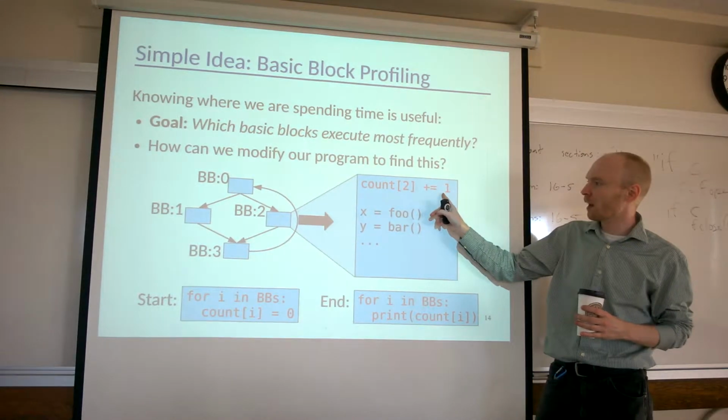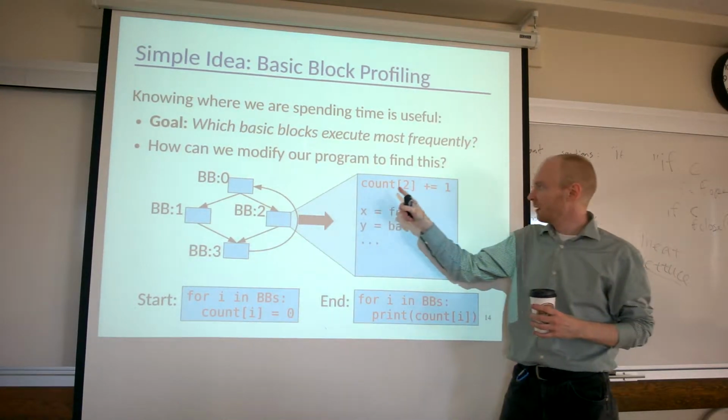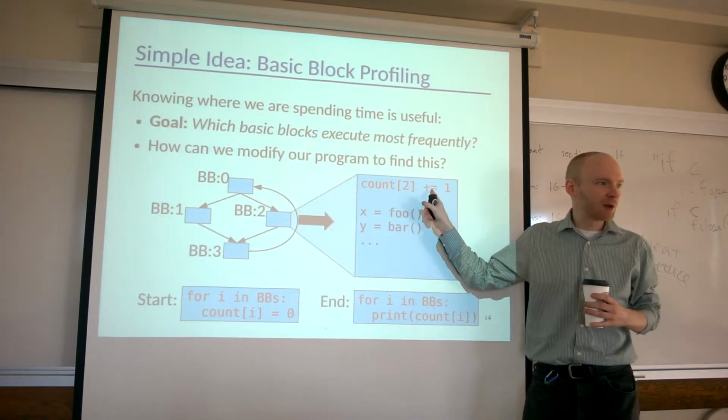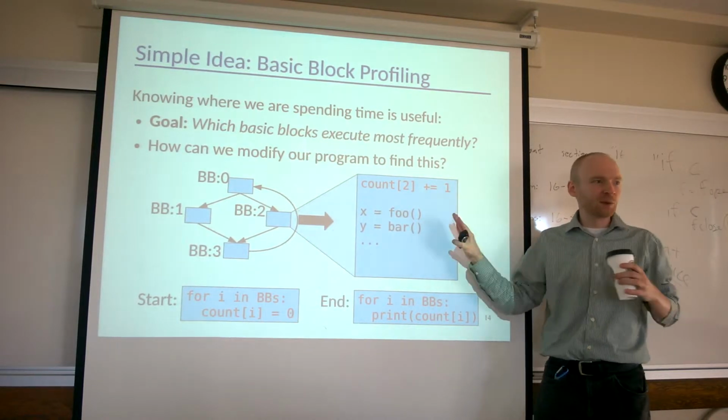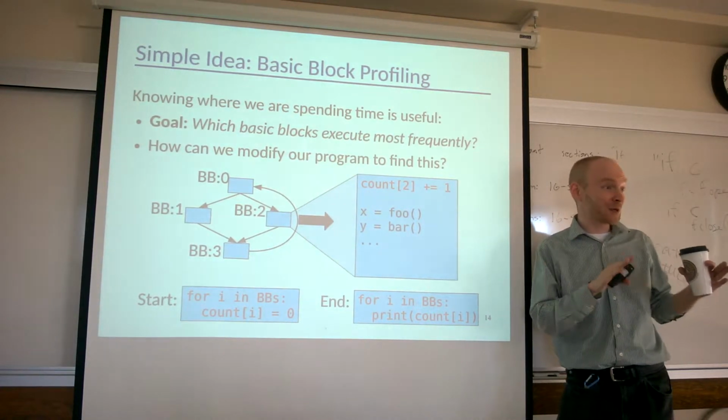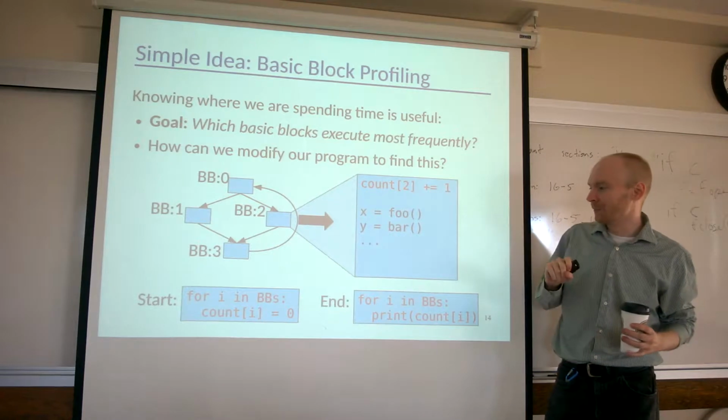At the beginning of every basic block, we find its ID, and we just increment a counter for that basic block. This is the easy way. There are much harder ways that are smarter than this.